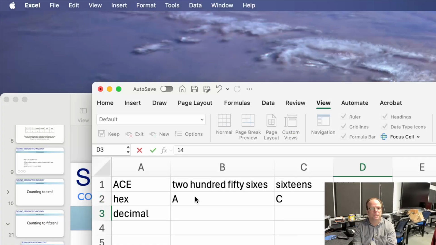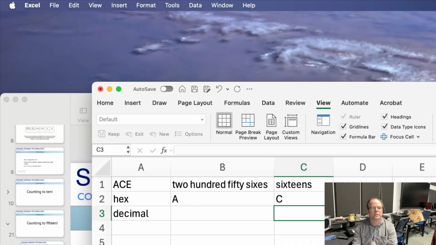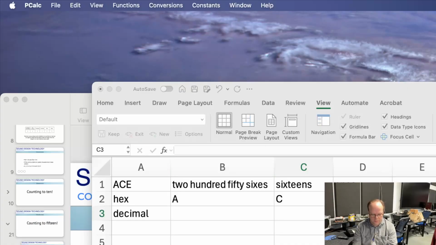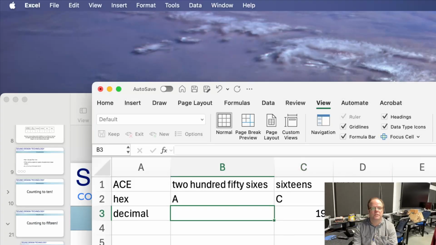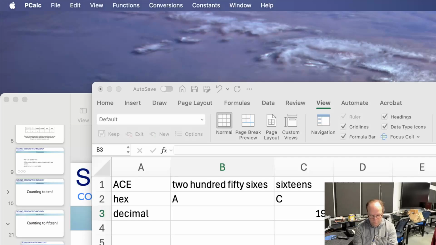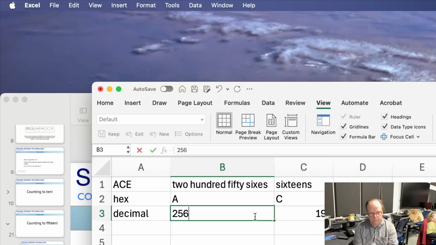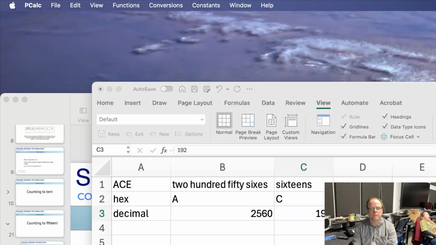So we know we've got 14 ones. What is 12 16s? 192. Yep, 192. What is 10 256s? 2,560. So what is 2,560 plus 192 plus 14? 2,766, otherwise known as ACE in hex.